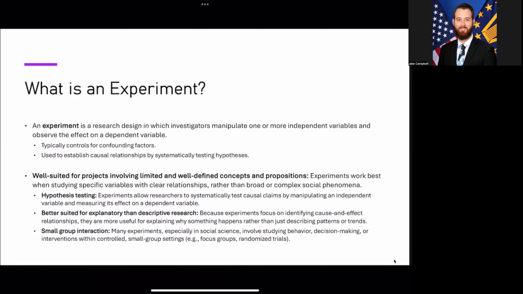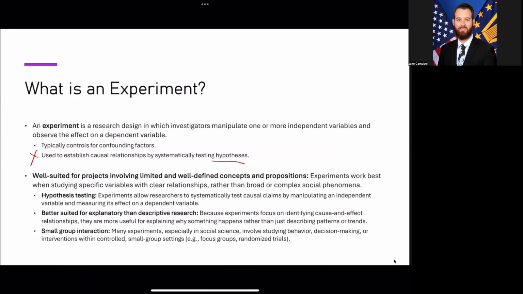This is also used to establish causal relationships by systematically testing hypotheses. What that means is, when we have a hypothesis, we have a belief that there is some type of relationship that will occur as a result of introducing whatever that intervention is. And so by testing the introduction of that intervention to a group, we can determine whether or not the change that we think should occur occurs.